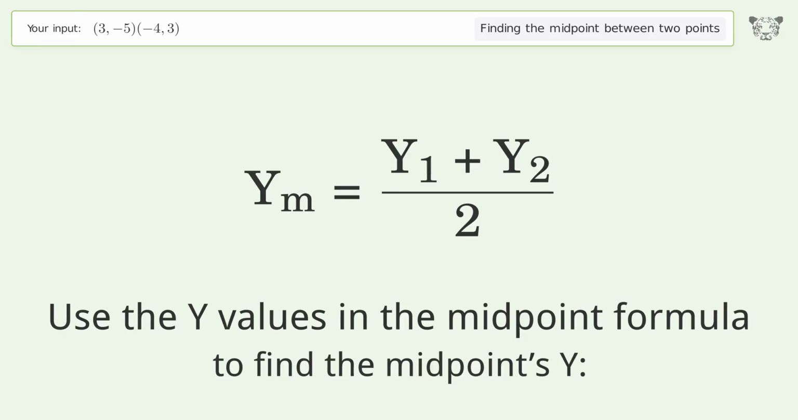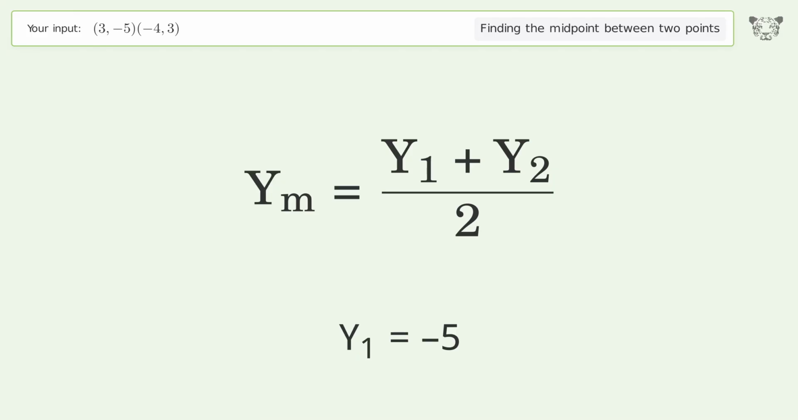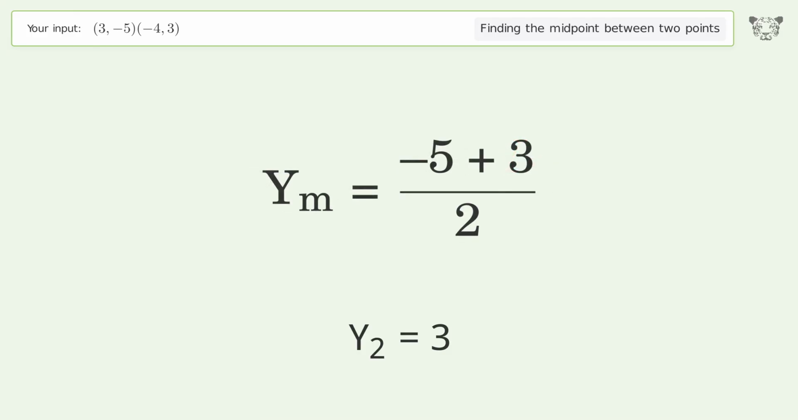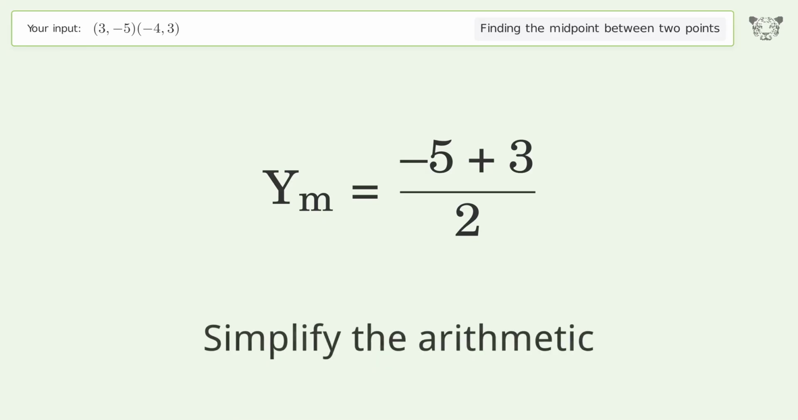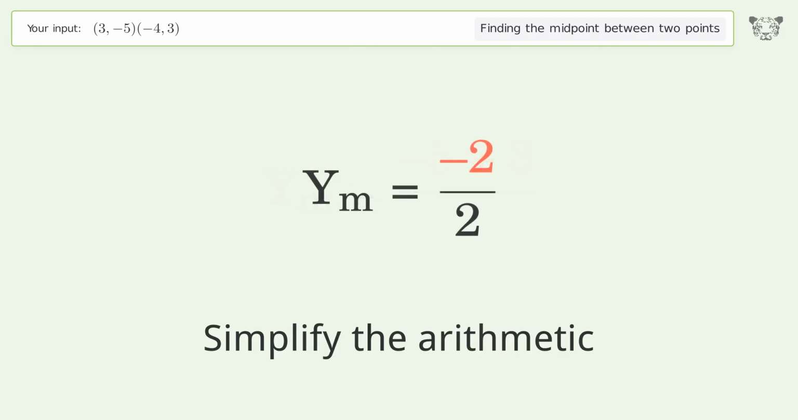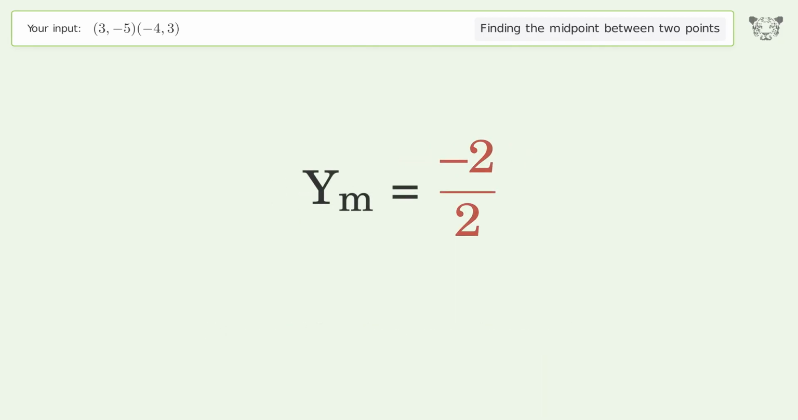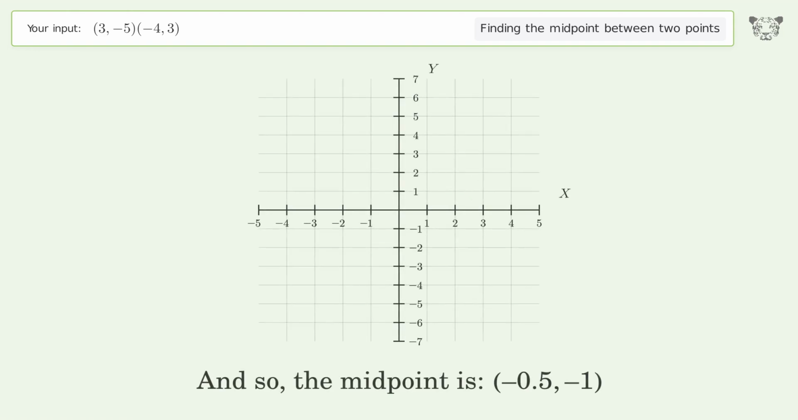Use the y values in the midpoint formula to find the midpoint's y. y1 equals -5. y2 equals 3. Simplify the arithmetic. And so, the midpoint is -0.5, -1.